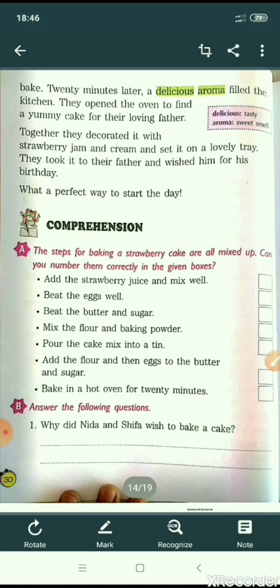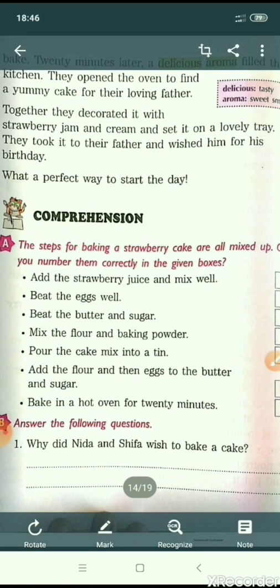So, with this, we come to the end of the explanation part of the chapter. Now, let's do the comprehension. A. The steps for baking a strawberry cake are all mixed up. You number them correctly in the given boxes.